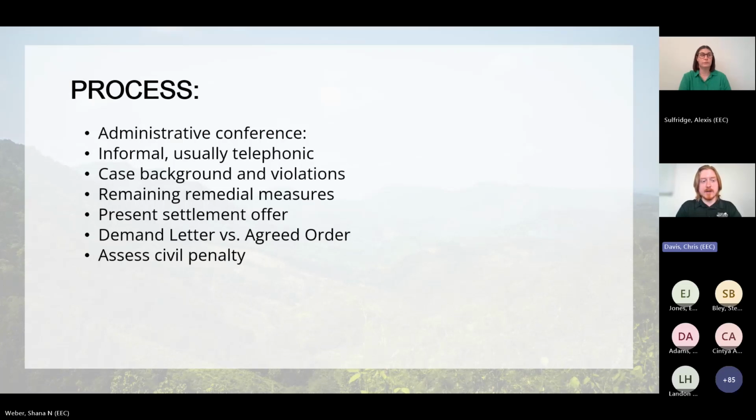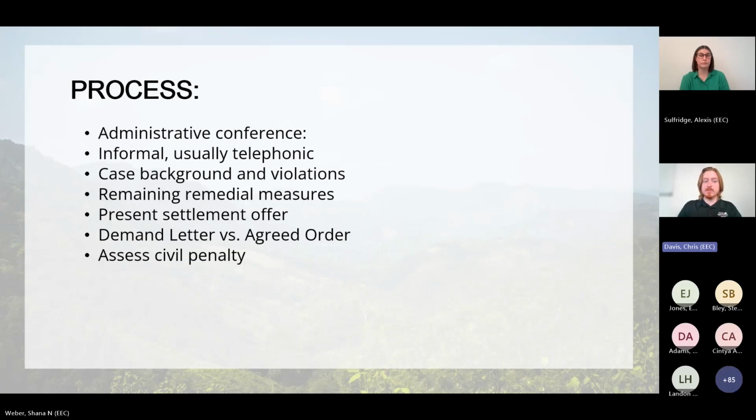Like it says here, we go over the case background, the violations that brought us here, and any remaining remedial measures that still need to be addressed. We will talk about that there, and a plan to address those. And then after we discuss all that, we like to present our proposed settlement offer or resolution path. We usually go with two different types of documents, either a demand letter or an agreed order.